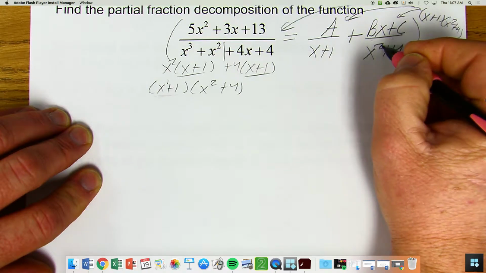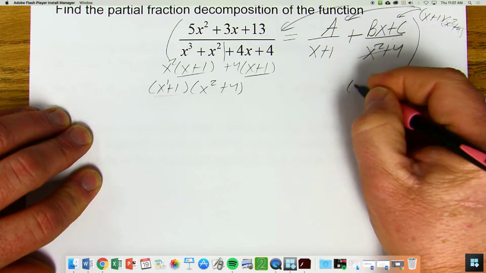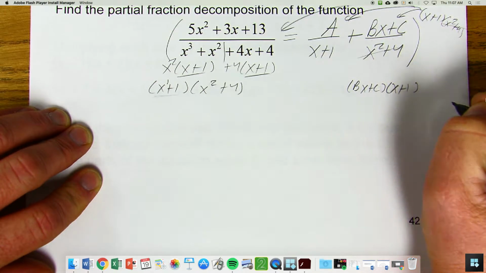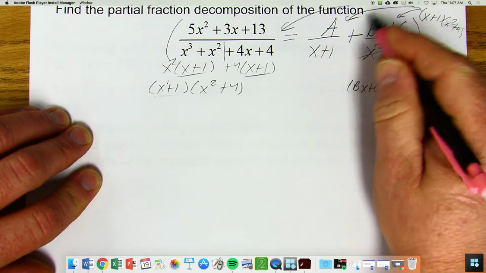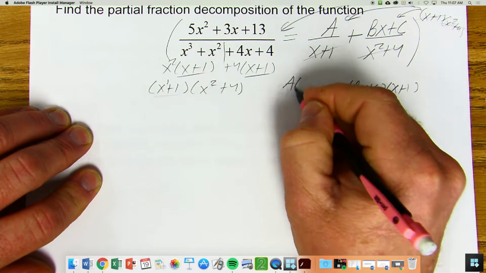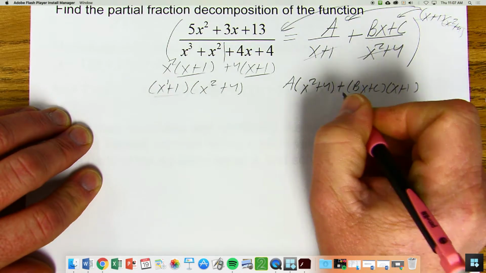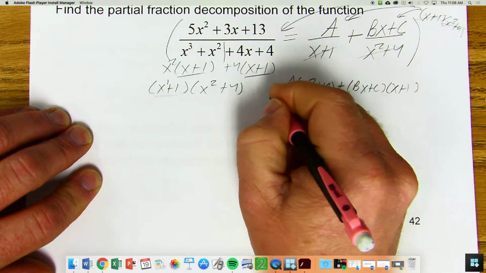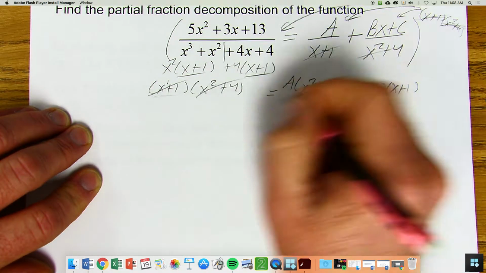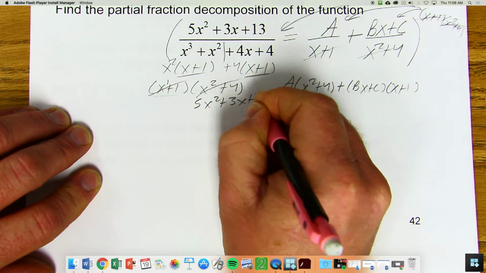So as it comes here, notice the x squared plus 4's will simplify, giving us bx plus c times x plus 1. Okay? As I bring it here, the x plus 1's will simplify, giving us a times x squared plus 4. Okay? That's going to equal, as I bring it here, the x plus 1 simplifies, the x squared plus 4 simplifies, so that's going to equal 5x squared plus 3x plus 13.